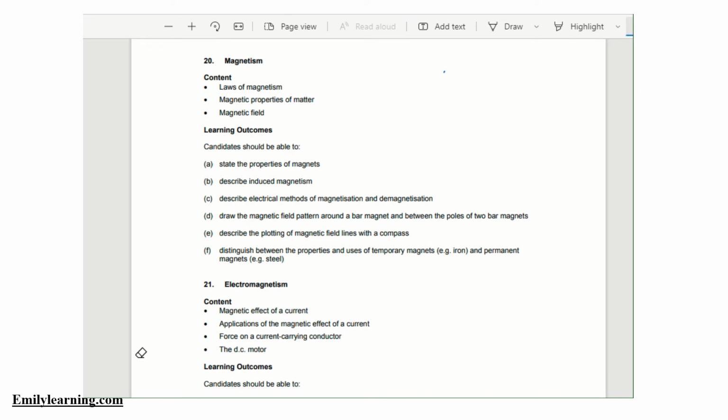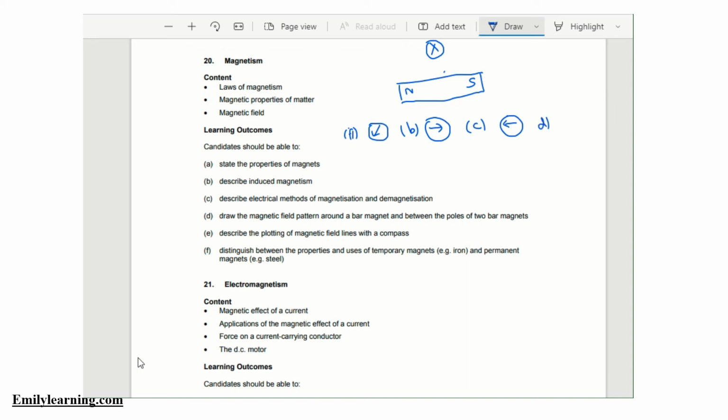Alright, next you need to be able to describe the plotting of magnetic field lines with a compass. Seldom do you have a question asking you how you can plot magnetic field lines with a compass. More often, this comes out as an MCQ question. So let me give you an example of how this part is being tested. You have this compass here. They say that X is a compass, all right? And they ask you which one shows a correct way in which the compass is pointing. So you have maybe option A being this way, option B being this way, option C being this way, and option D being this way.